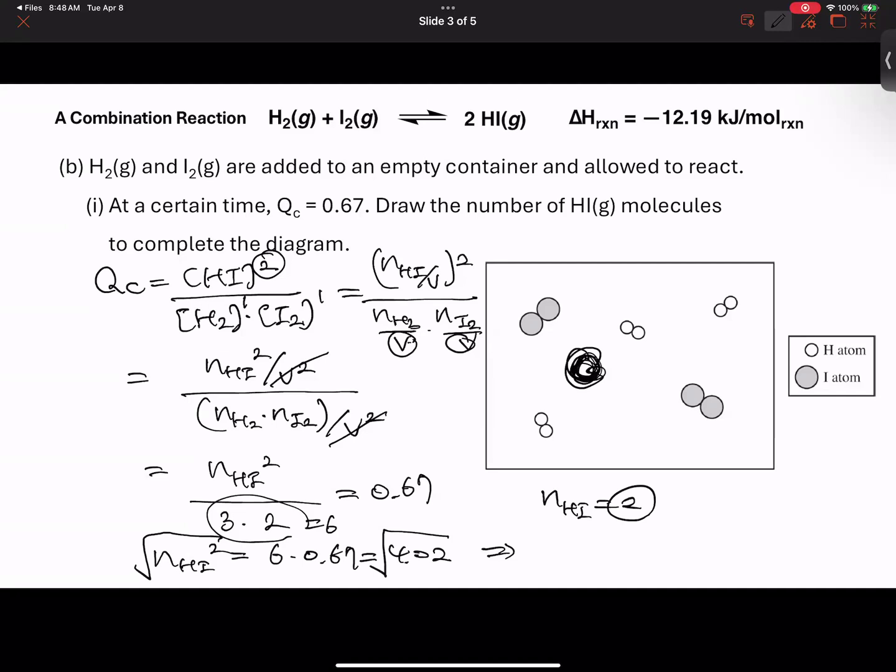So hydrogen iodide right there, and hydrogen and iodine right there. That will make a complete view at this time, representing the proper diagram of concentration.